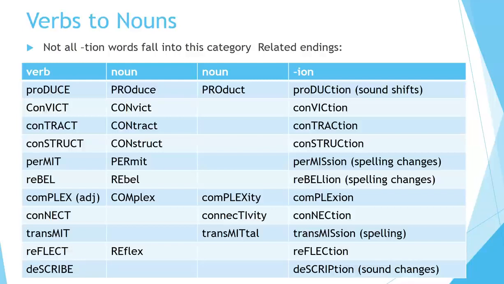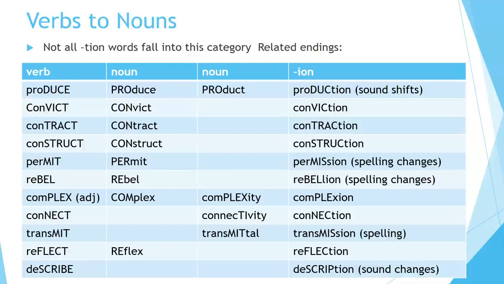Now, because we don't have a verb form of this, we have a different noun form, complexity. And we have a different ending here as well, complexion. Notice the X-I-O-N. Let's look at the next one, connect, connectivity. See how the stress has shifted there. Connection, again, the stress is right before the T-I-O-N ending.